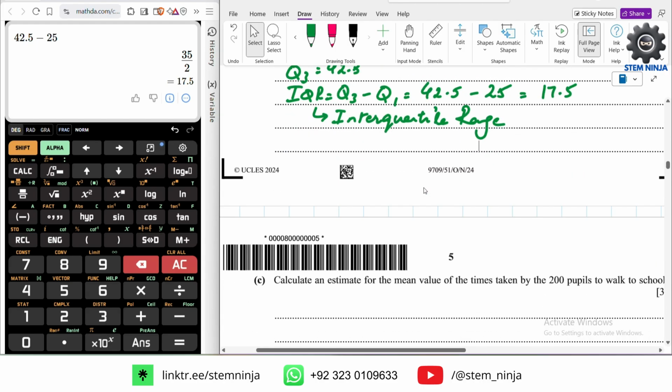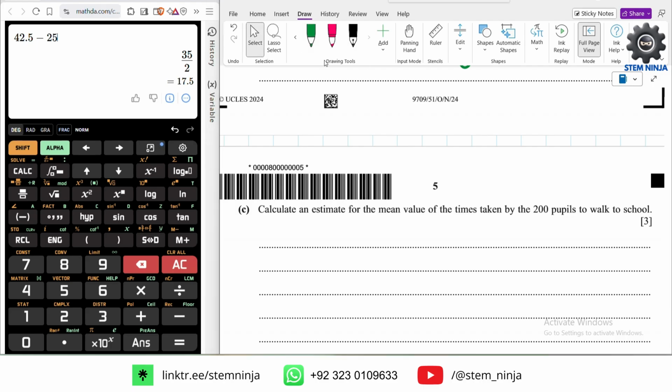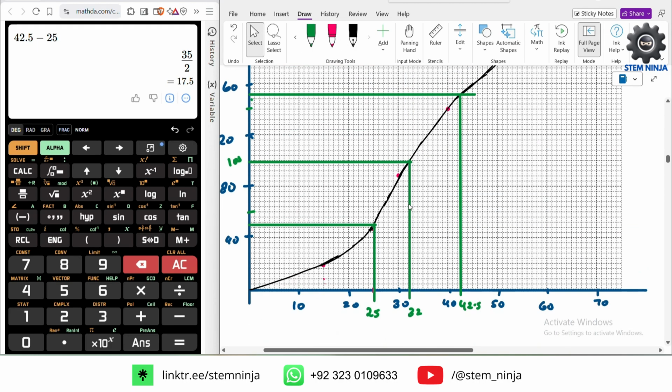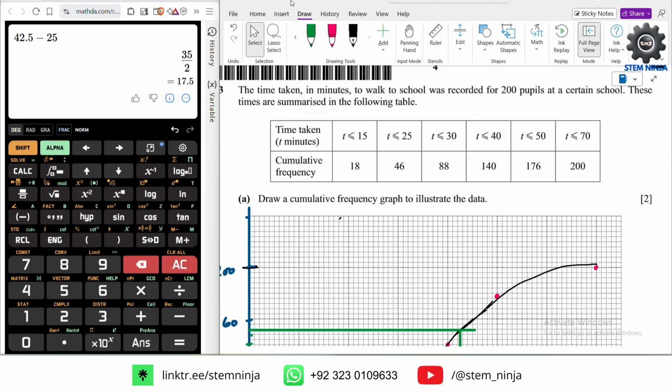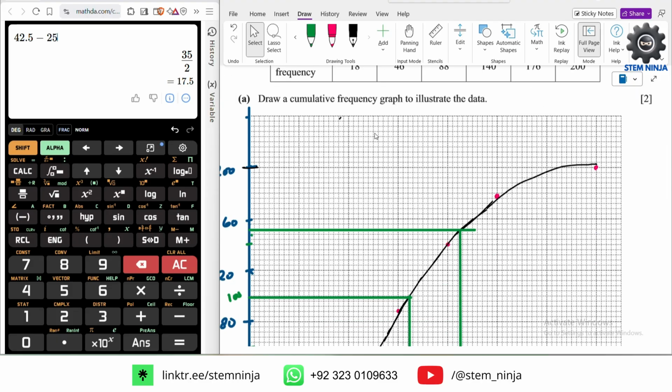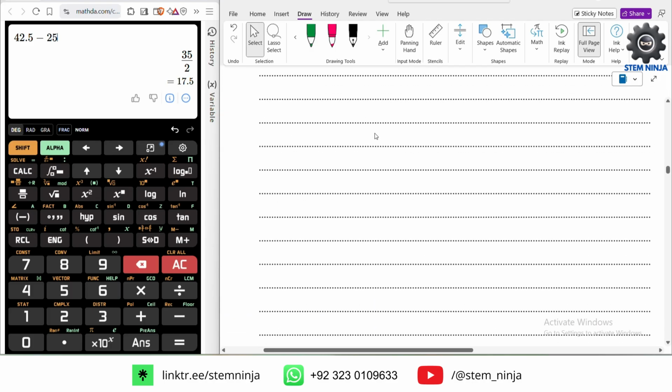Right, okay. Calculate an estimate for the mean value of the times taken by the 200 people to walk to school. Now for the mean, remember this is a grouped frequency table, so we need the mean for the class intervals, right? And then we need to multiply with cumulative frequency and then divide by that also. Okay, so we actually need a different table for this.